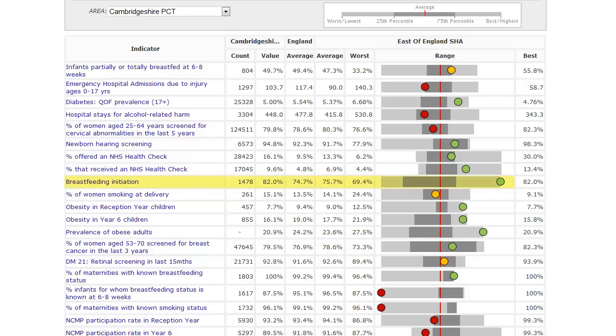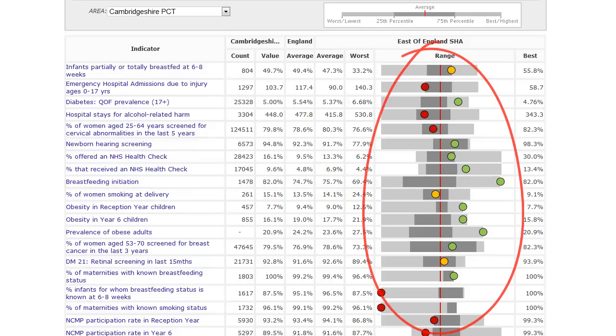Each indicator has a count and a value. So here, the 1478 refers to the number of mothers with a known breastfeeding status who initiated breastfeeding, and the area value, 82%, tells us that this 1478 represents 82% of all new mothers with a known breastfeeding status who initiated feeding in Cambridgeshire. Looking across the chart to the right, we can see that the proportion of mothers who initiate breastfeeding in Cambridgeshire is higher than both the East of England and the England average.